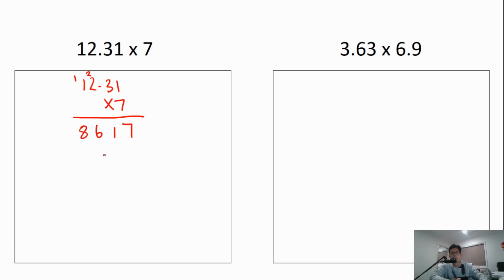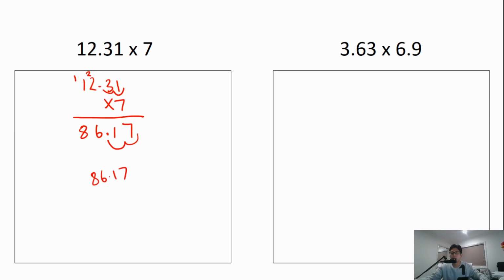Now we have 8,617, and now we put in the decimal place. So we have to count how many places there are behind the decimal place. So we have 1, 2 places behind. So the decimal place goes in the second spot from the right. So our final answer will be 86.17.